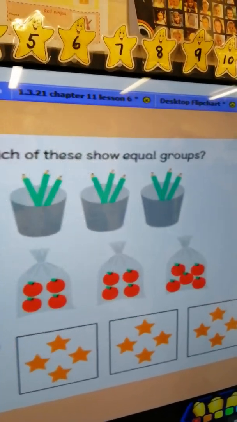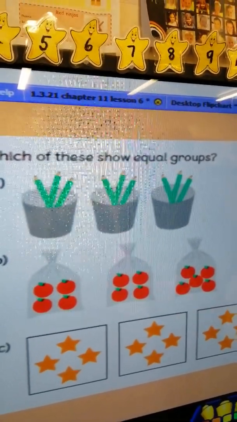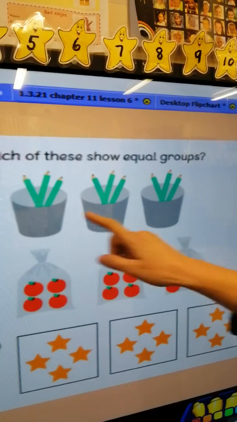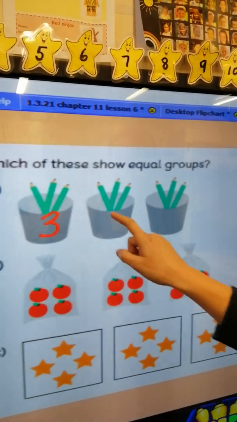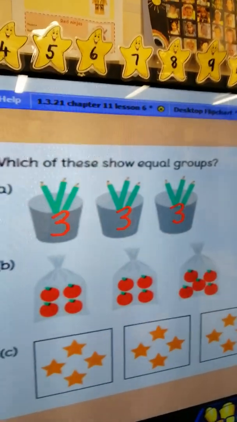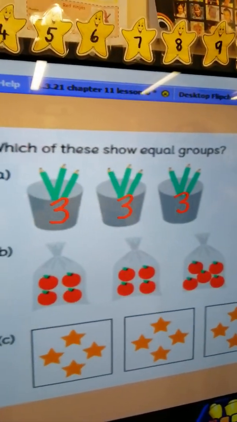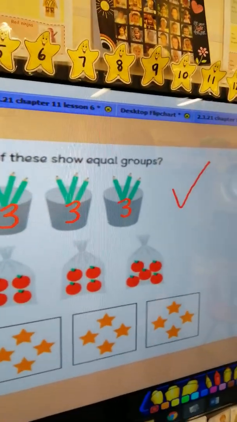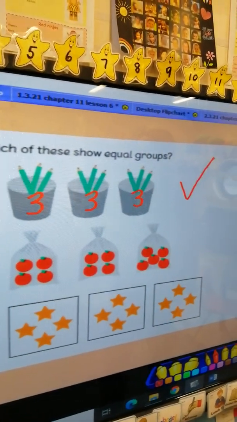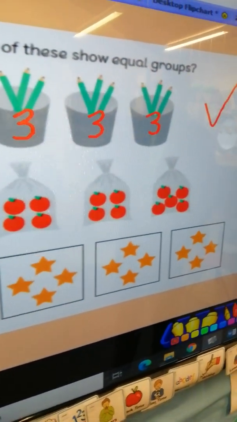So let's have a look at the pencils in the pencil pots. We've got 3 in the first pencil pot, so we know that that represents 3. We know that this represents 3 and this represents 3. Are they all equal? Are they all the same amount? Yes, they are. So we can say yes, these 3 groups are equal groups. The quantities are all exactly the same.